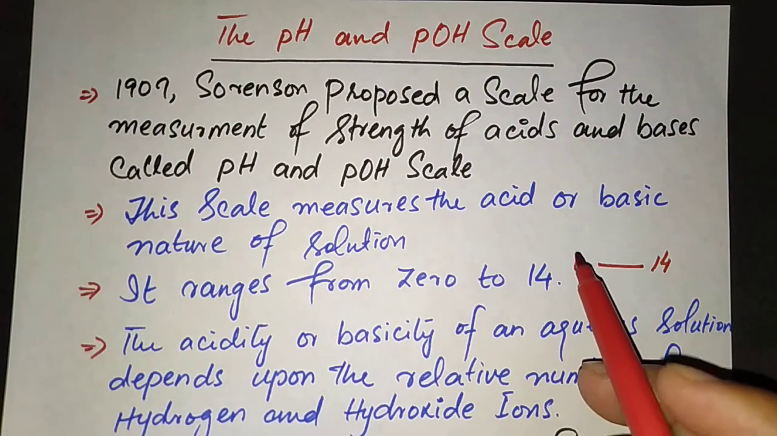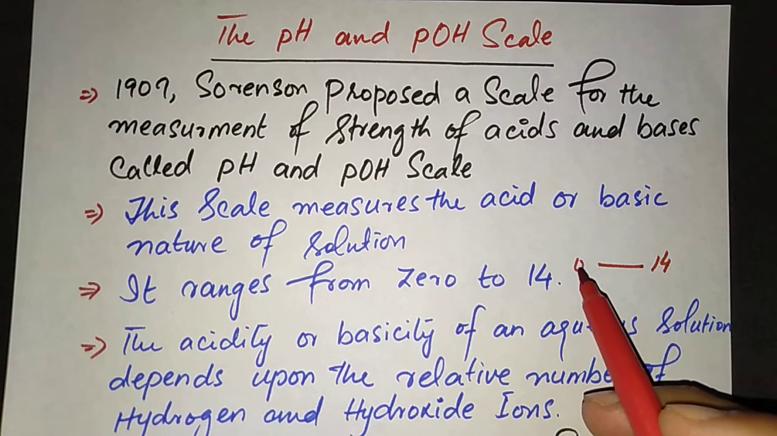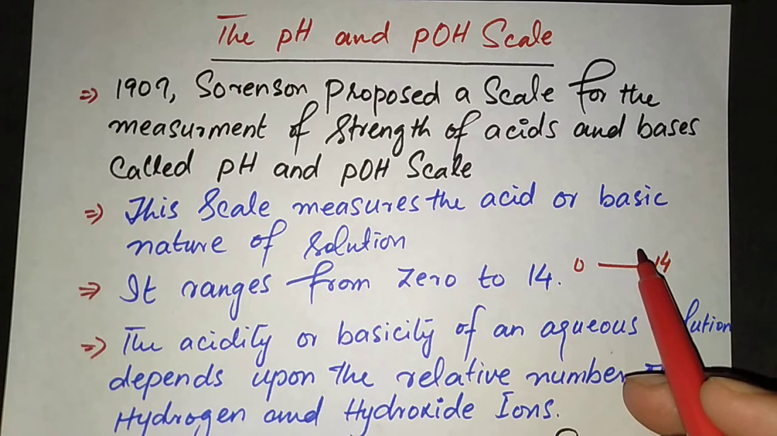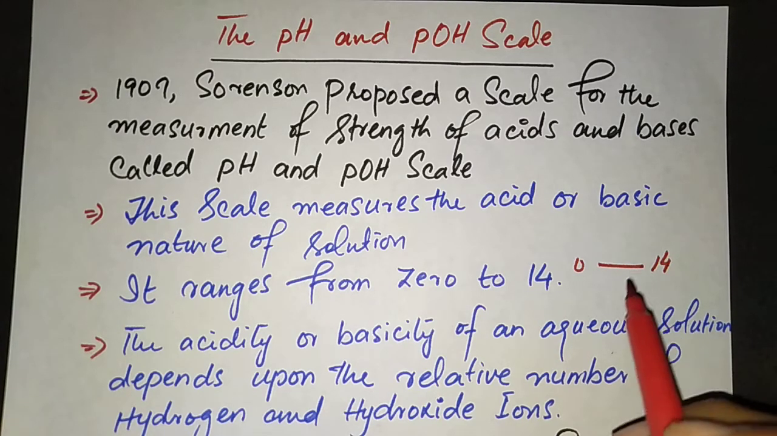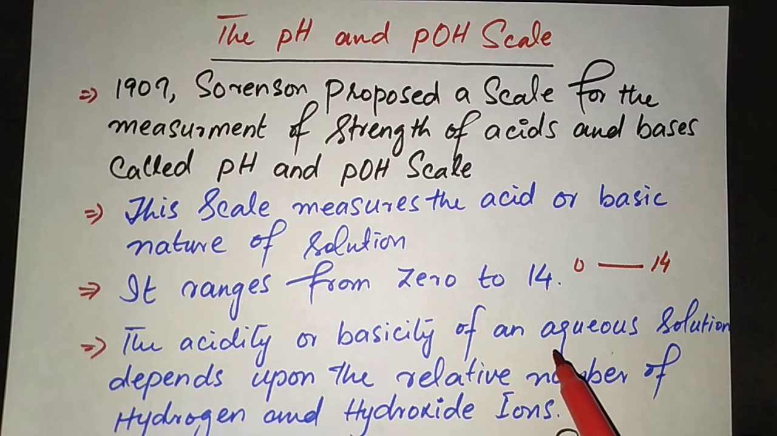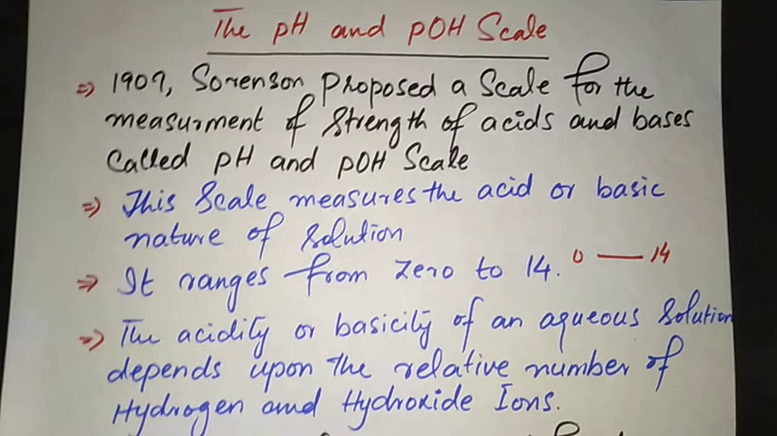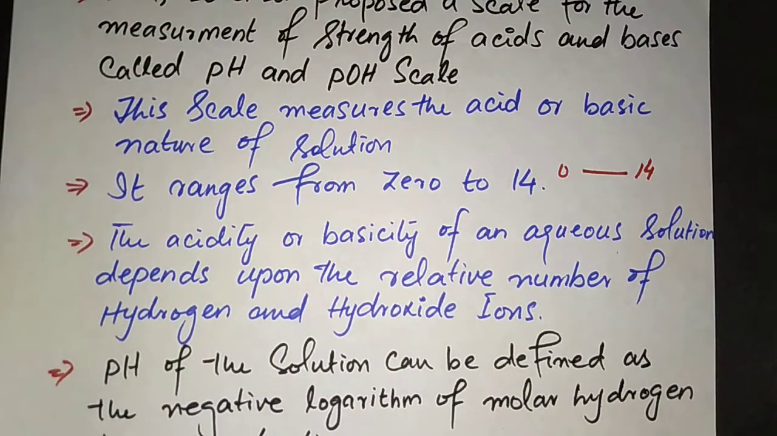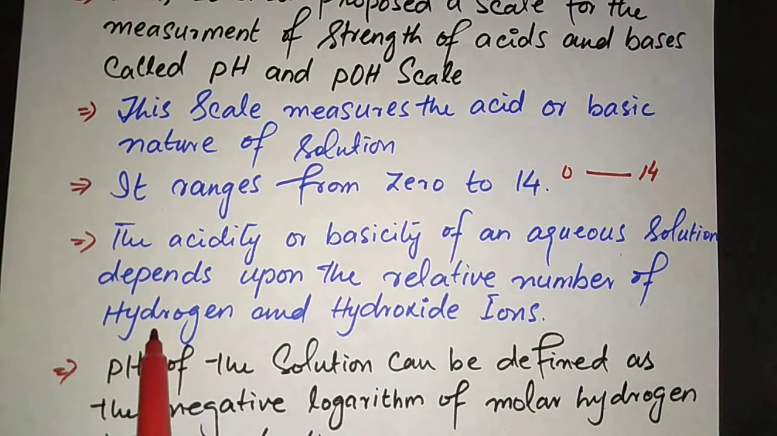Towards the 0 side, the acidic nature is high, and as you move away from 0 towards 14, the acidic nature becomes weaker and weaker, and gradually the basic nature starts to increase. The acidity or basicity of an aqueous solution depends upon the relative number of the hydrogen and the hydroxide ions.